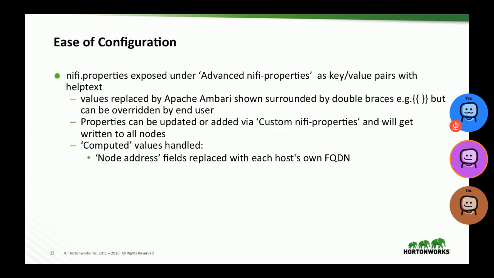And same with adding extra properties. You can always add extra properties through the custom NiFi properties, and that will get written out to all the nodes. So one of the reasons you might want to do that is if you want to have additional locations for your repos. So for example, for your content repo, if you have more than just one directory, you want to have multiple directories. The way in NiFi to do that in NiFi properties is you just declare new properties. So the way to do it through Ambari managed NiFi is to add properties in the custom NiFi properties.